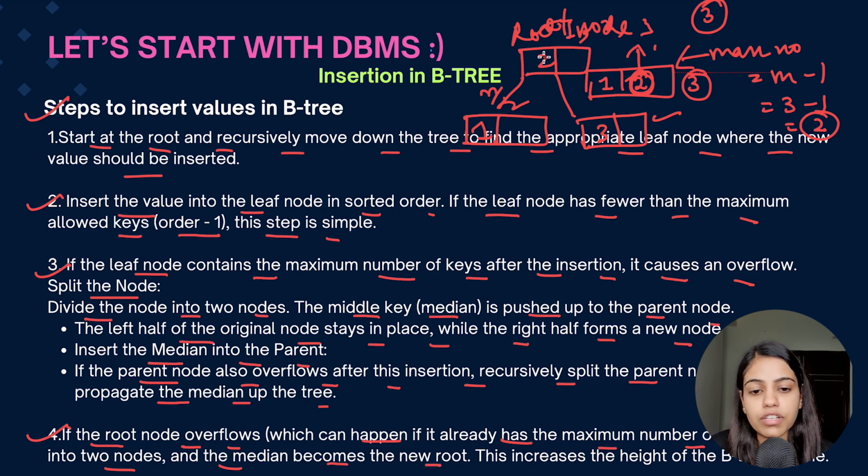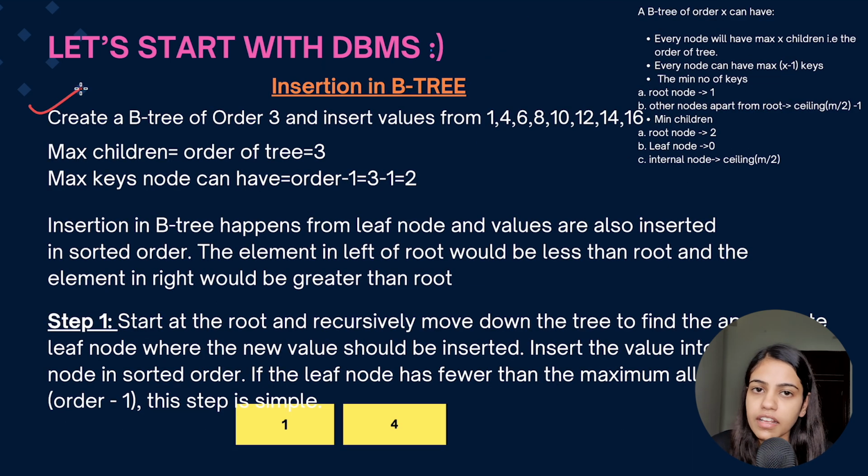So what you have to do is split it again into 2 nodes and then the median becomes the new root. So we can say that this increases the height of the B-tree by 1. So this will increase the height of the B-tree because earlier we had only 2 levels, but now we have 3 levels. So let's see how we can create a B-tree of a given order and how we can do the insertion of the values into our B-tree.